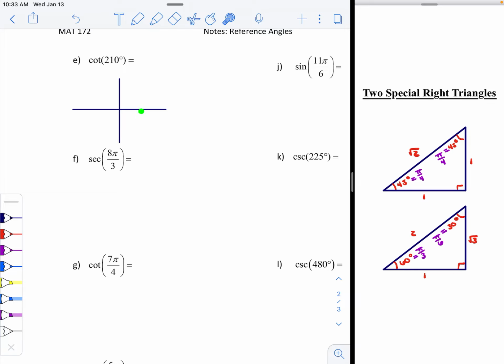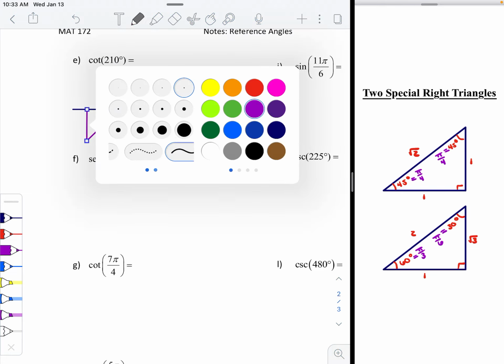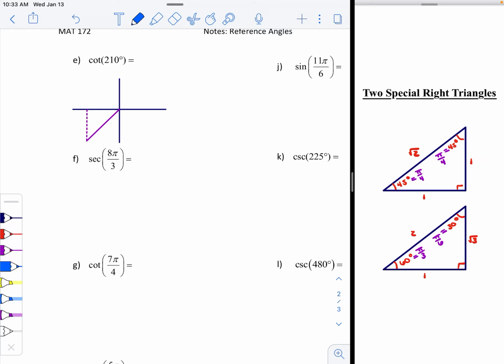So let's go ahead and look at part E right here. We're looking at the cotangent of 210 degrees. First thing we want to do is sketch our angle in standard position. Remember, if we go half the way around, it's 180 degrees, and all the way around is 360 degrees. So obviously 210 is more than half the way around. It's not quite to 270, not 3/4 of the way around yet though. So we're going to be over here in quadrant 3.